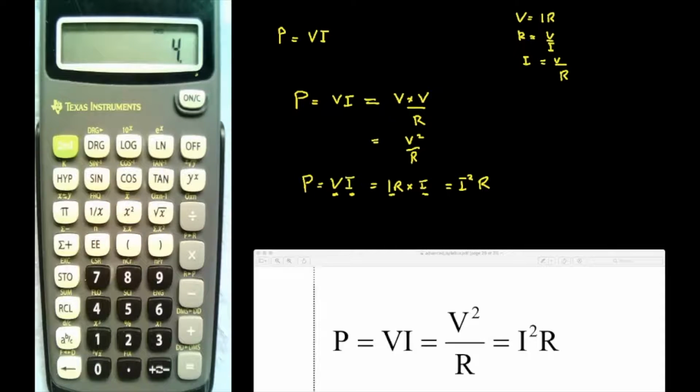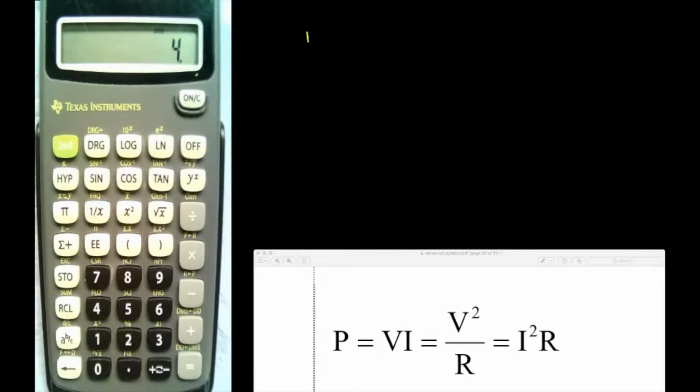So let's do a calculation then of V squared over R. We won't do VI because we should by now be able to multiply two numbers together. But if we say that P equals V squared over R. So let's have a look at a simple circuit. Here is R. And let's say there's 6 volts and there's 10 ohms.